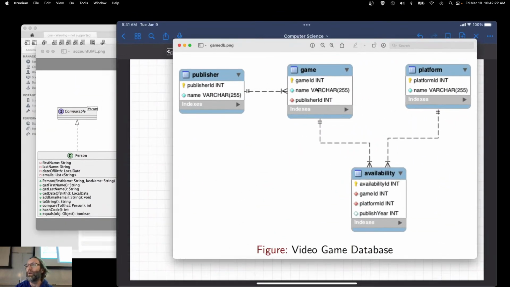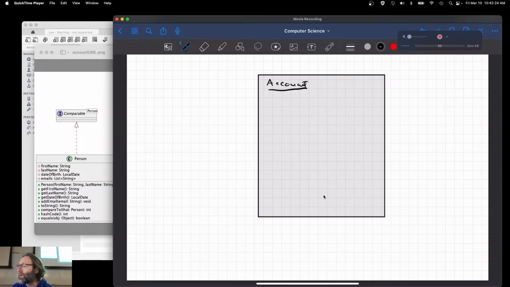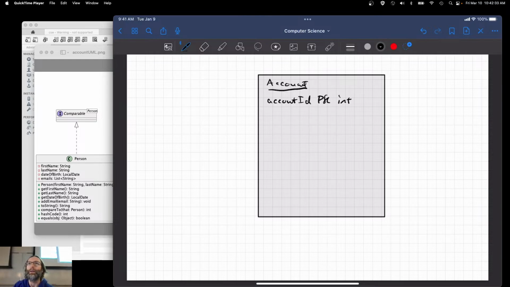Primary key, not null, right? That's always the first thing that you do with any table. That gets you second normal form for free. Account ID, and that's primary key, int, not null, et cetera. All right, well, what else belongs in an account? An account number?